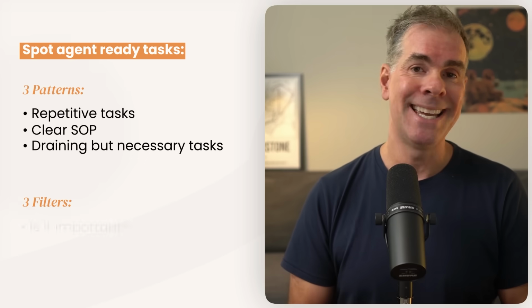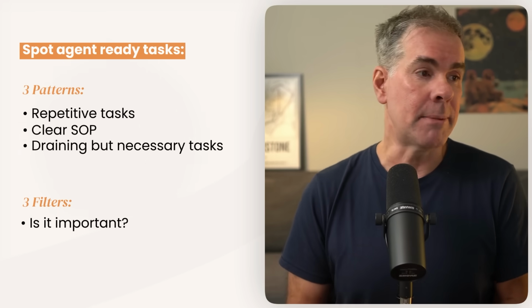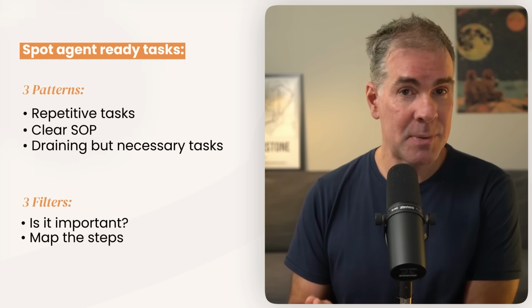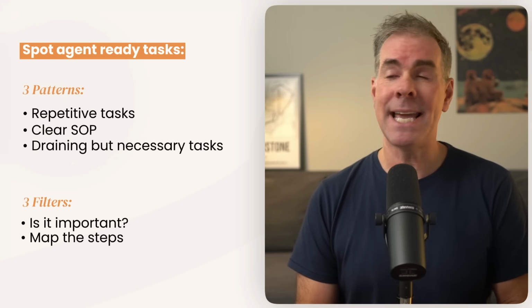And the first filter is, is it important? Don't automate busy work that shouldn't exist in the first place, right? Fix the process first and then automate it. The second filter is, can I map the steps? If you can't explain exactly how to do something, neither can an agent. An agent's gonna have a really hard time with it.